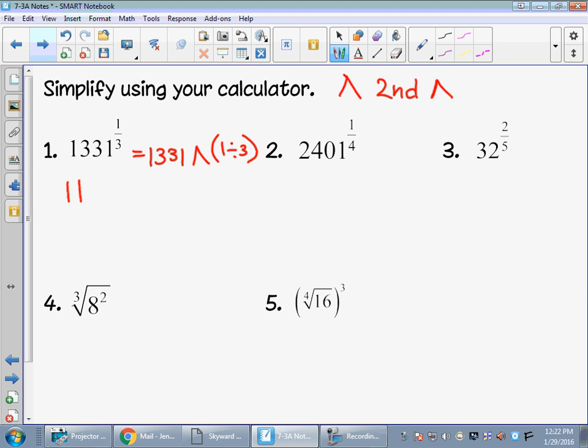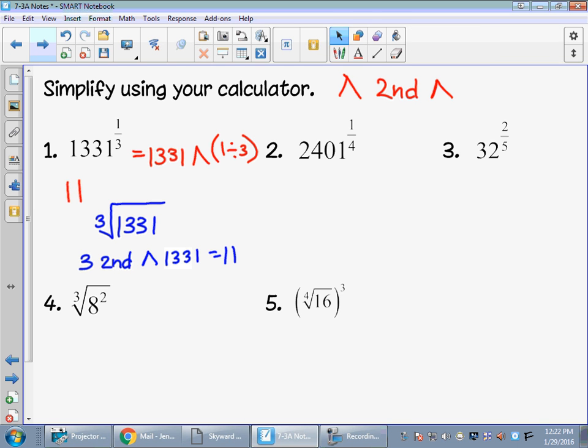Okay, so if we do it the other way and convert it and say, I don't like that format, I want to take the cube root of 1331, because that's what that is, and you use your calculator that way, I would hit 3, second, caret, 1331, and that tells my calculator I want to take the cube root of 1331. You should also get 11. So just try both ways, and on your homework you can figure out which way you want to do the calculations.